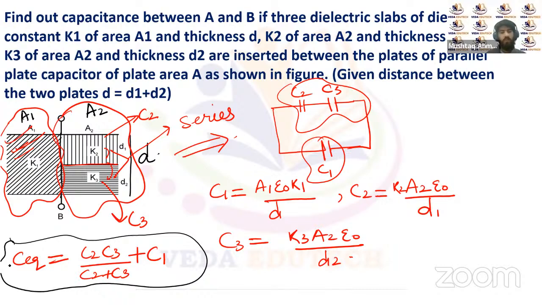If the distance between the two plates of the capacitor has been divided, or the area of the plates has been divided into two or more than three, we can figure out which capacitor is in series with which capacitor, and which two or three capacitors are in parallel with each other. So this is the way to identify capacitors in series and capacitors in parallel.